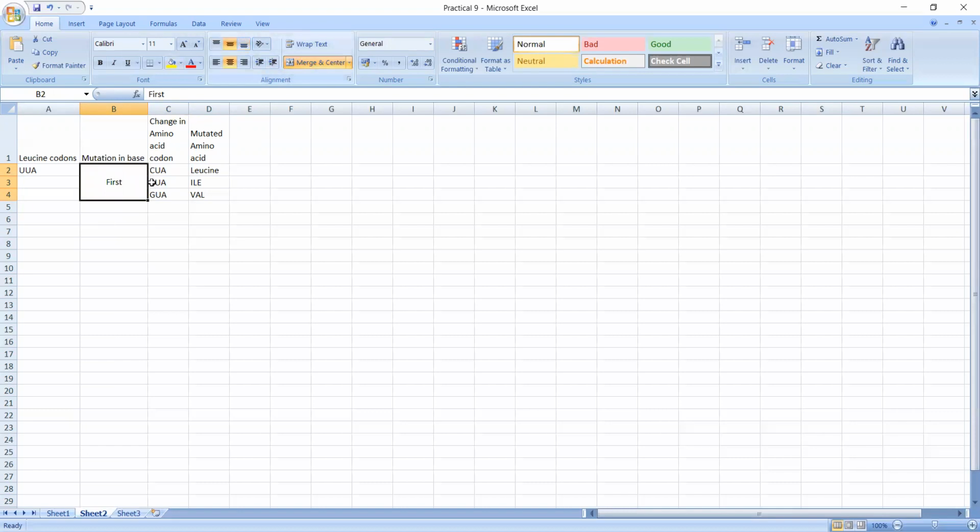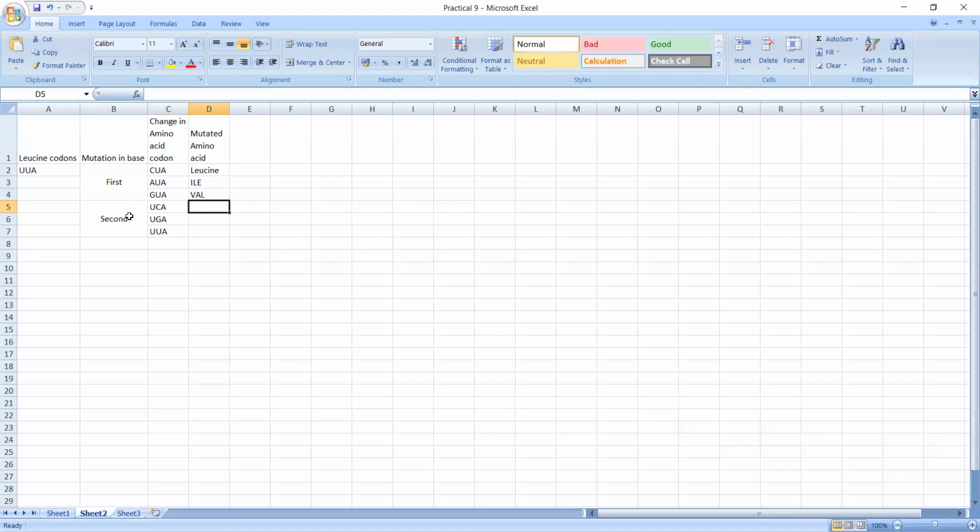Now let us see what will happen if there is a mutation in the second base. Here, mutation in the second base. What is the second base? Again, the second base is a U. Actually the second base is U, so it could be UCA, right? UGA, and UUA. So what will it be?